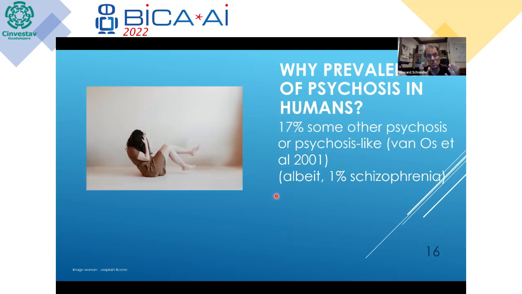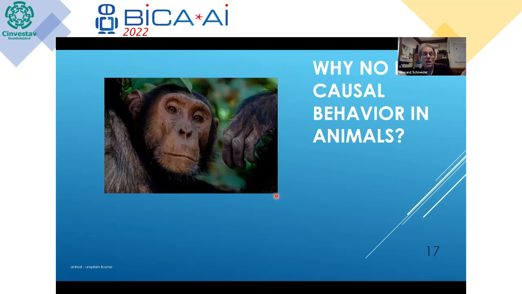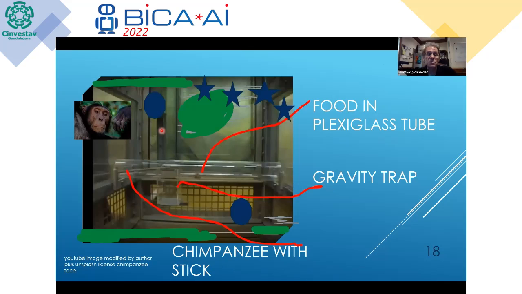And then you look at humans, which my architecture is based on. In fact, 1% of the population has schizophrenia, but up to 17% will have some psychotic-like reaction at some point in their life, associated with depression, with bipolar disorder, with another type of stress. And animals almost never get psychosis, and they don't have causal behavior either. We do. Experiments with chimpanzees prove pretty well that they don't have full causal behavior.